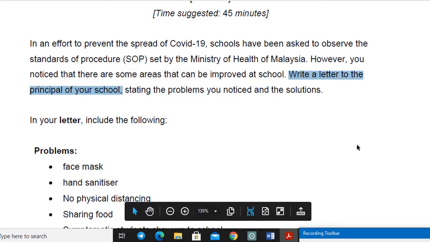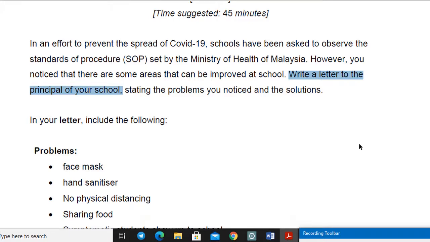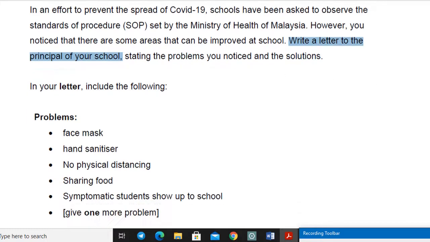Okay, when we talk about directed writing, you know that you will earn some marks, that is 3 marks for your format. So this is when you decide which format you want to use. Write a letter to the principal. Letter. Which kind of letter? Which type of letter? So, a letter to the principal of your school, meaning that you must use the formal letter format.